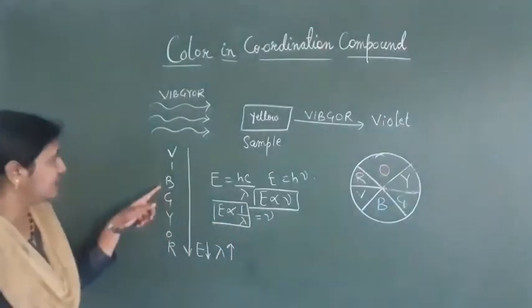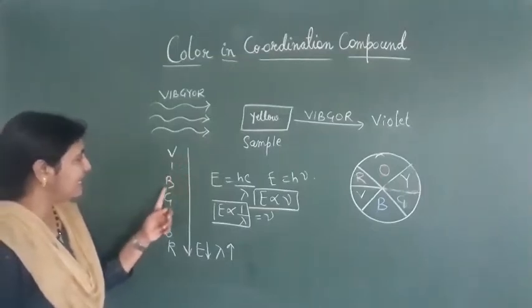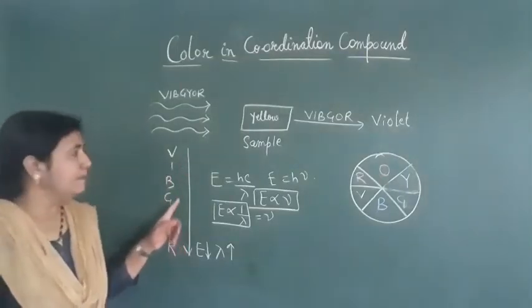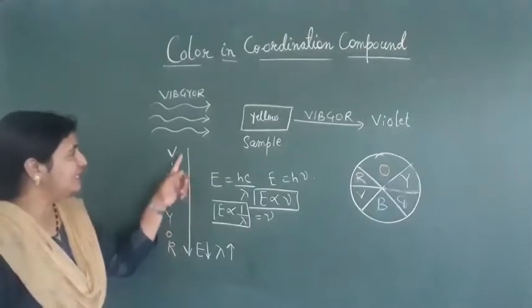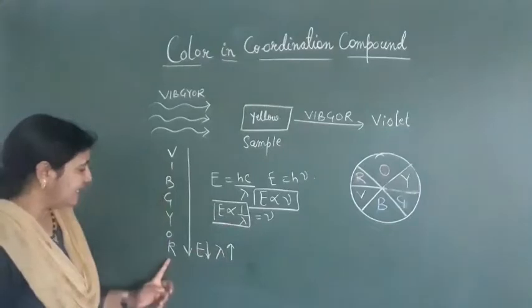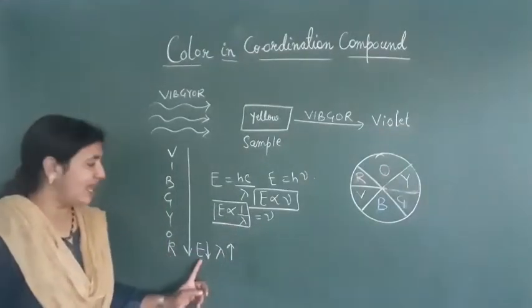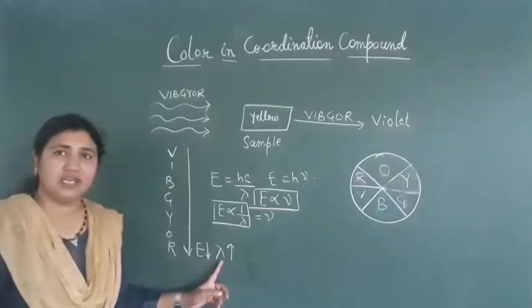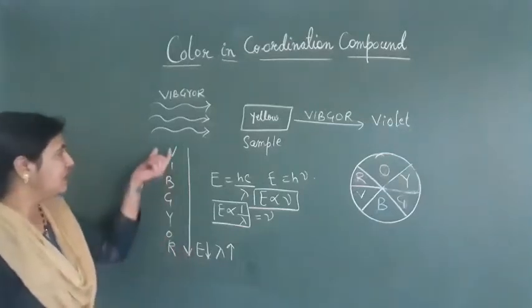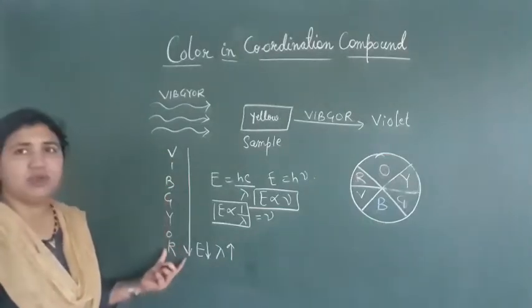So for these 7 colors of VIBGYOR, each color's wavelength and energy is different. Violet has the highest energy and lowest wavelength, and red has the lowest energy and highest wavelength. So all these 7 colors have different energy and wavelength. This is VIBGYOR light.